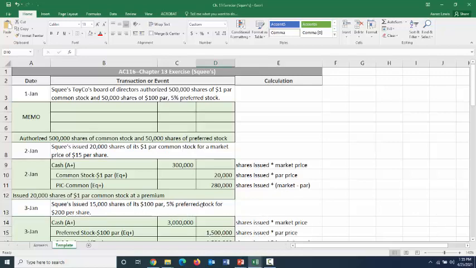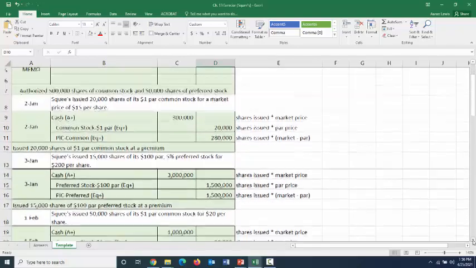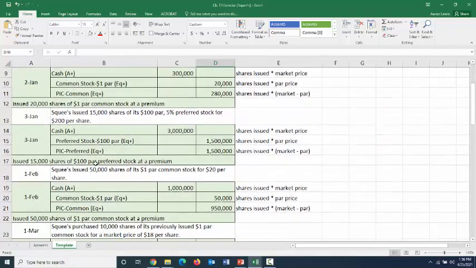The next one was preferred stock. That's a different class. We'll get to that in a minute. Down here, we issued another 50,000 shares of common stock. So if we issued 20,000 in the first entry and 50,000 here, at this point on February 1st, Squeeze shareholders owned 70,000 shares. That was the amount of stock we had outstanding.